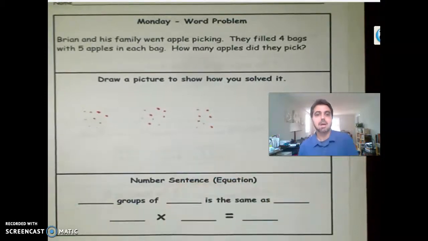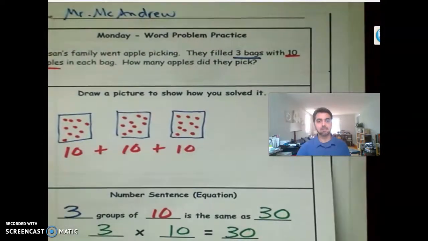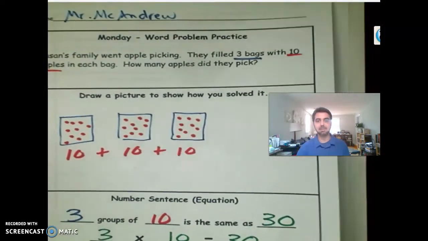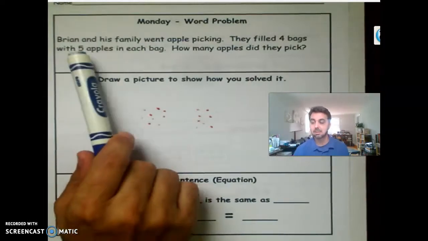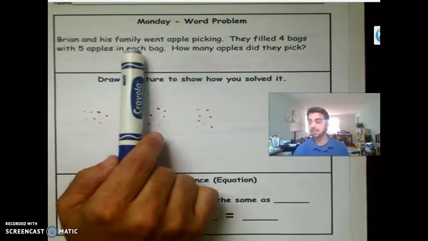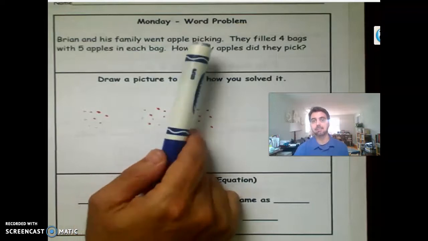That's okay. So read this word problem, and I want you to solve this. Let me actually read it with you, and then I want you to draw a picture the same way that I did it here, of apples and bags. It says Brian, read along with me please, and his family went apple picking.